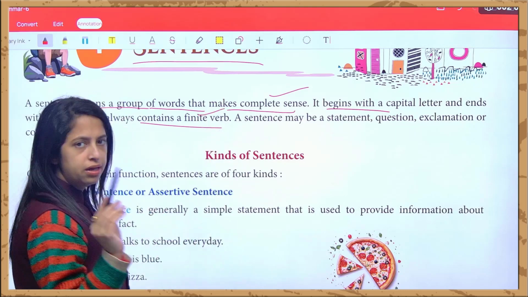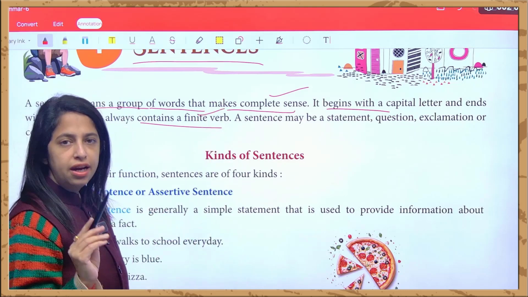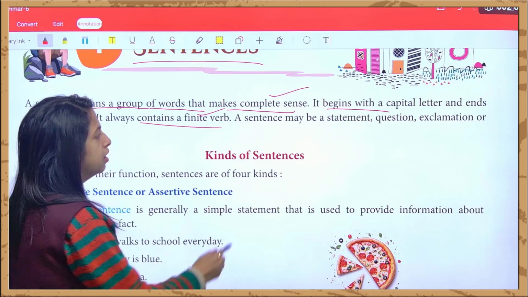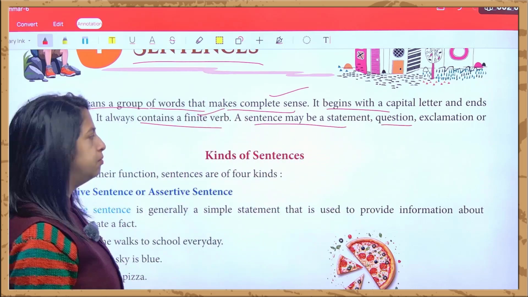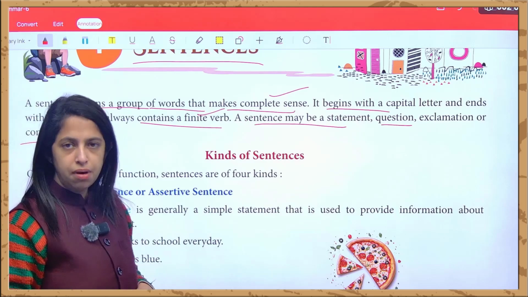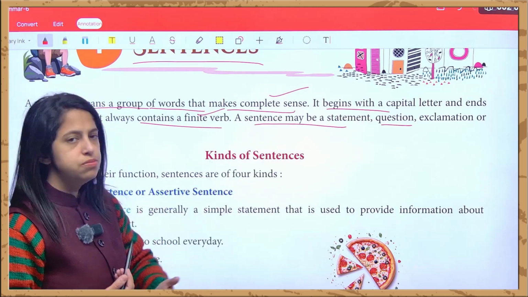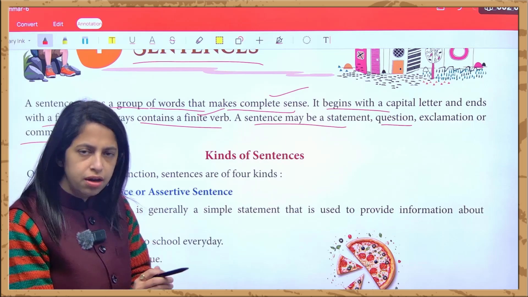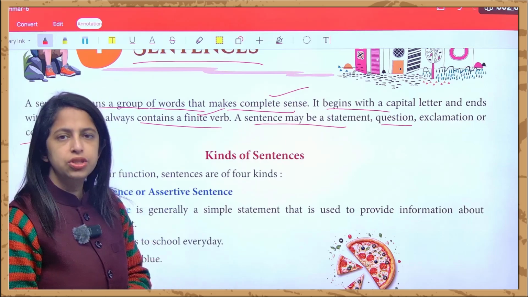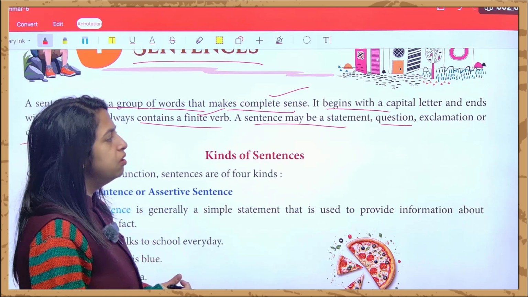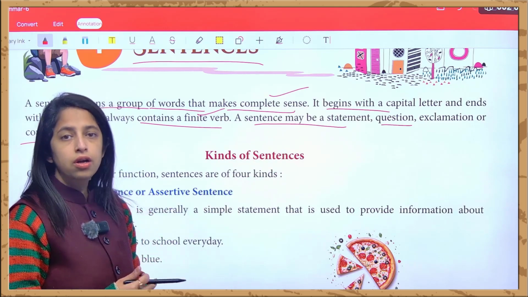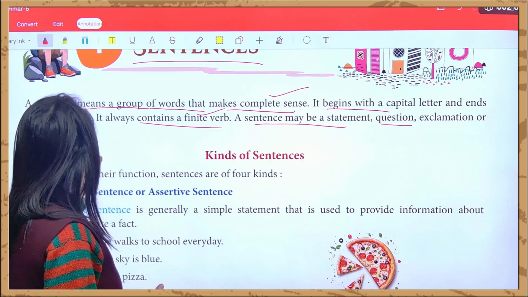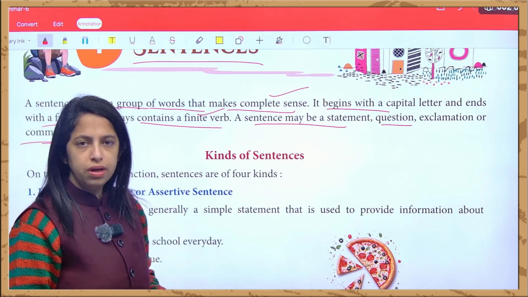There will always be a finite verb, and we will study finite verbs further. A sentence may be a statement, a question, an exclamation, and of course a command, right? Sometimes you make a statement, like, I am going to market. Sometimes we ask a question, like, what are you doing. Sometimes we use an exclamation, like, oh, you are looking too beautiful. And a command means, please sit down, come over here, etc.